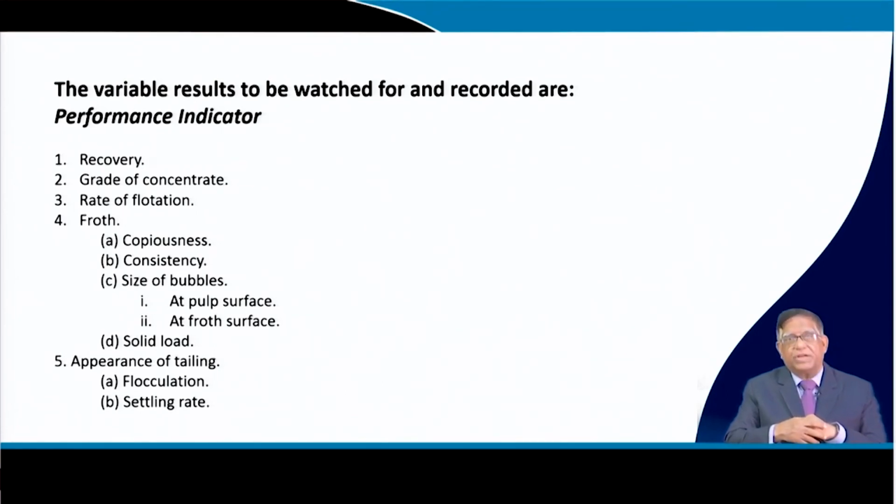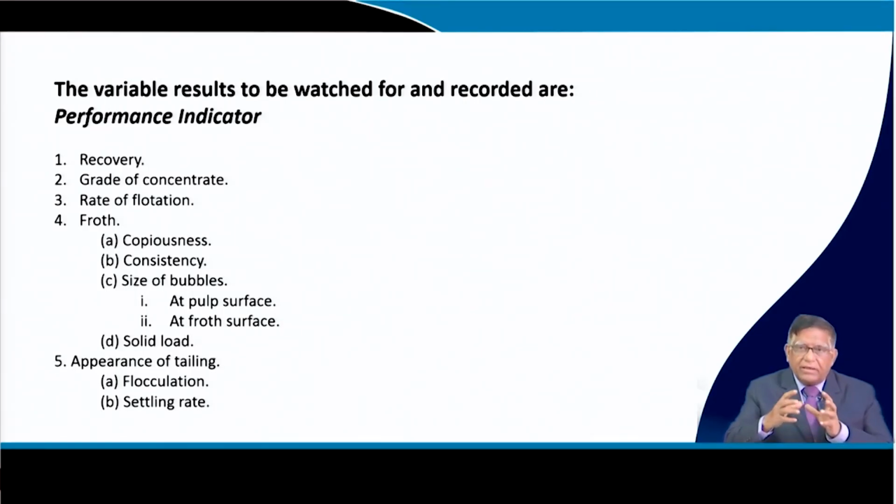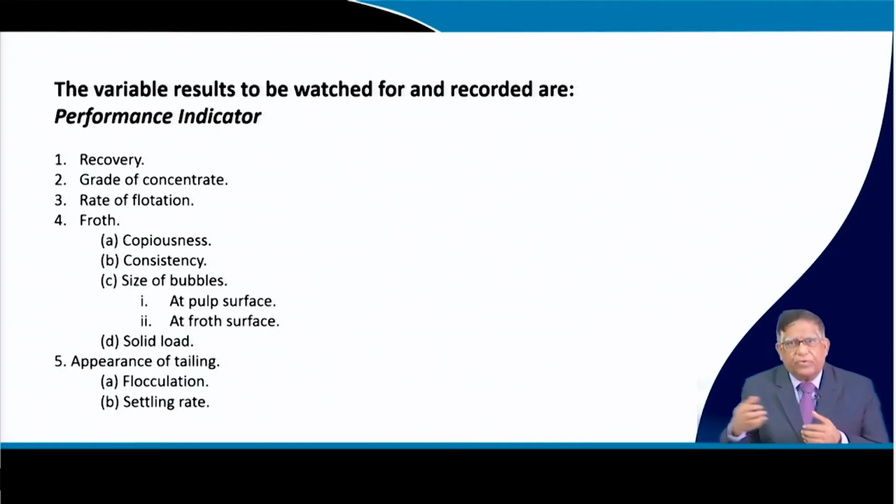Then the rate of flotation, that is, at what rate, how much quantity is coming per hour. Then their consistency, then the size of the bubbles when they are at the top, at the froth surface. And then what is the solid load in the bubbles, how much mineral particles it is bringing. And then the appearance of the tailings, whatever is going as a reject, whether a lot of froth is going there or not.